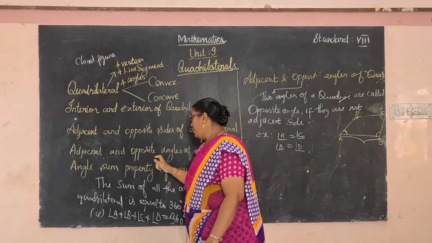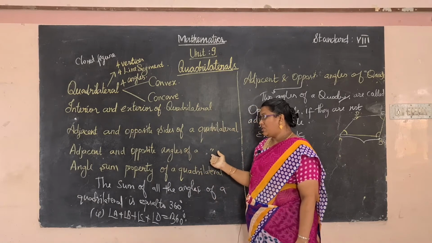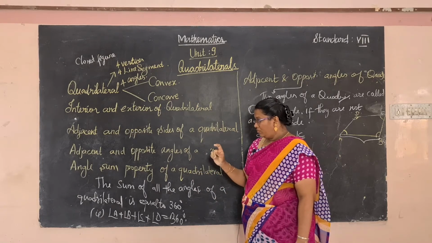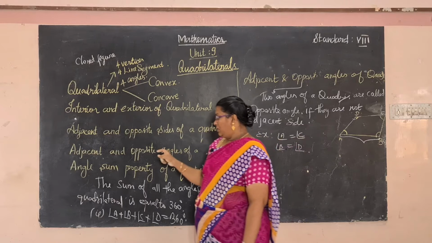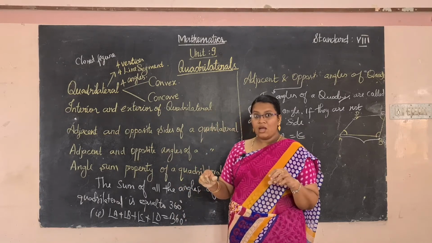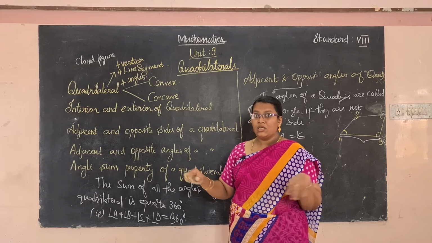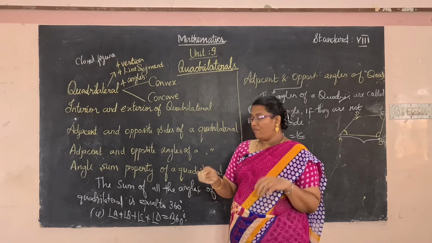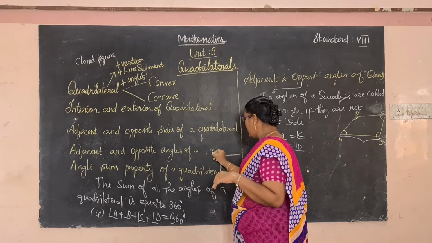And adjacent and opposite angles mean the angles having the same line segment. 2 angles having the same line segment, is it?